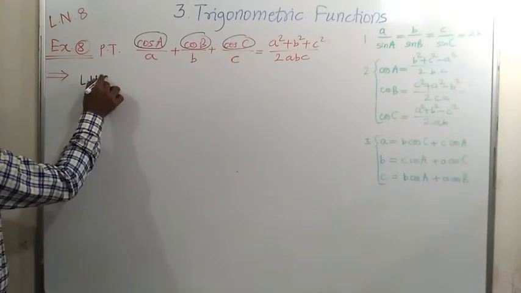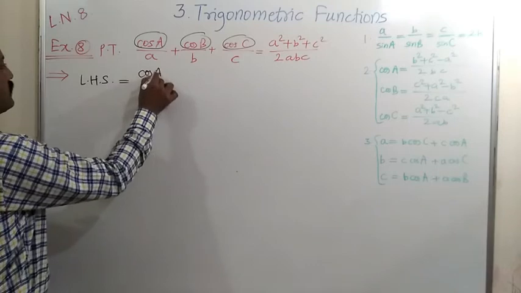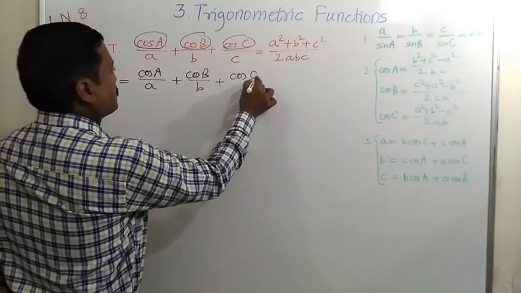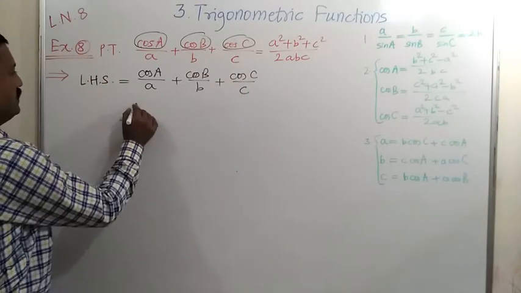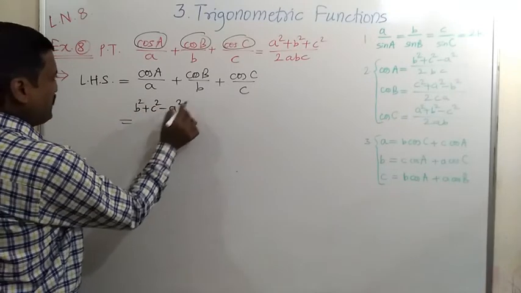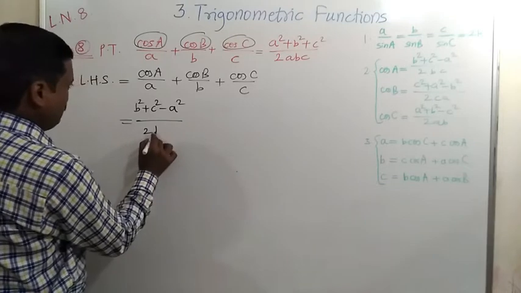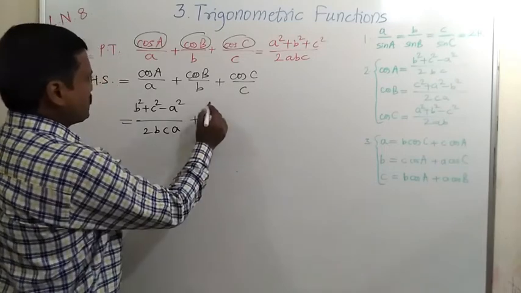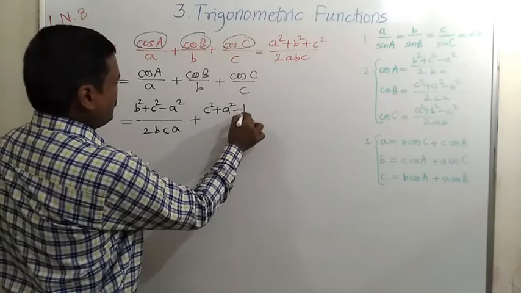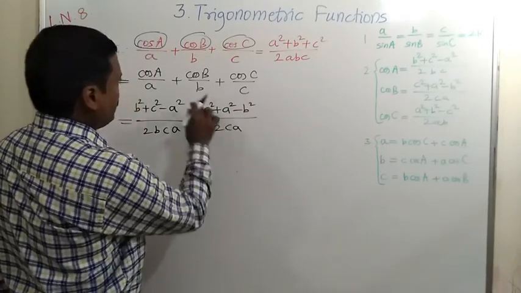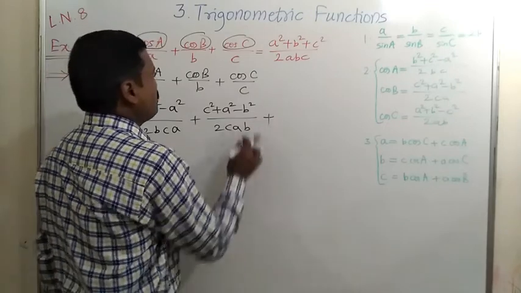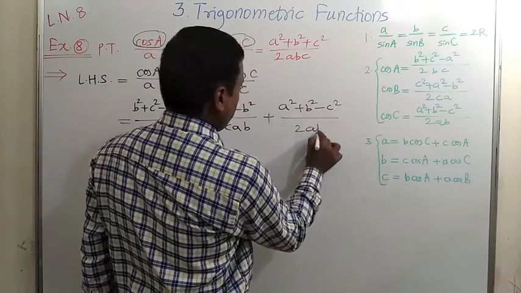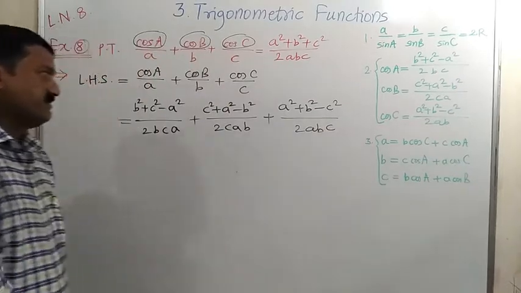So LHS is equal to cos A upon A plus cos B upon B plus cos C upon C, and it is cos A is B square plus C square minus A square upon twice BC divided by A, means you get multiple of the denominator, plus cos B is C square plus A square minus B square upon twice CA into this B, gets multiplied to the denominator, plus cos C is A square plus B square minus C square upon twice AB, and that C is given, it becomes multiple of the denominator.